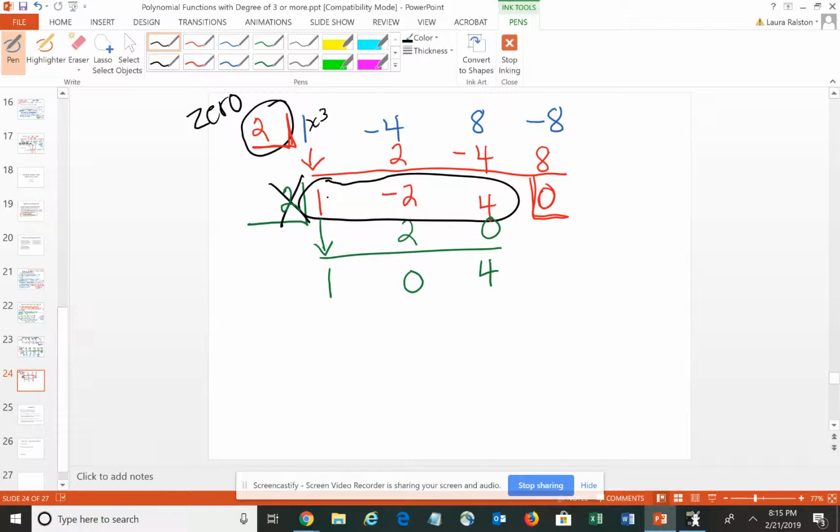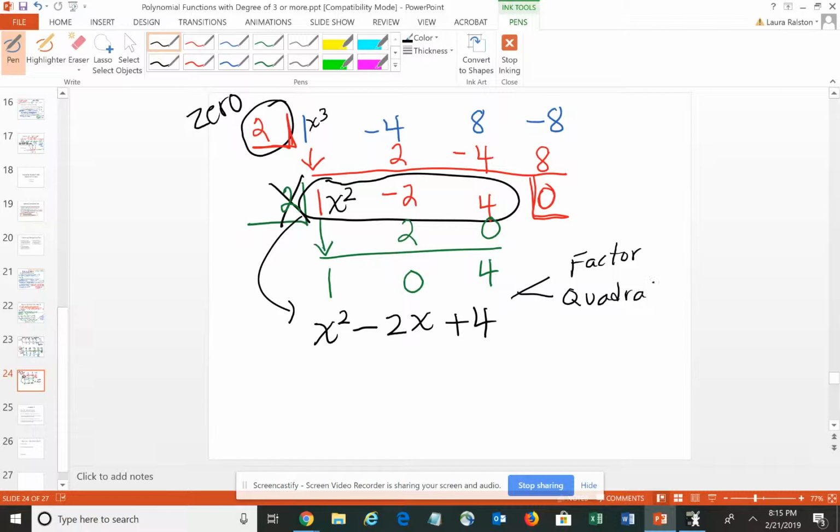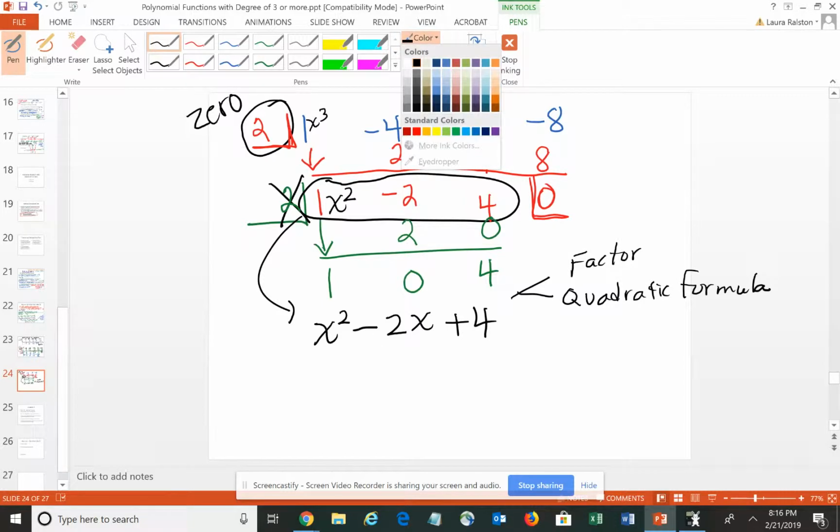So this gives me an x squared. Once I get this to a quadratic, now this is x squared minus 2x plus 4. That's a quadratic. Once I have a quadratic, remember, we can either factor or we can do quadratic formula. And I don't believe this particular polynomial factors, so I am going to have to do quadratic formula.